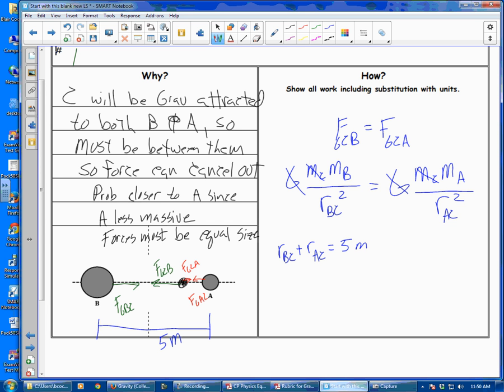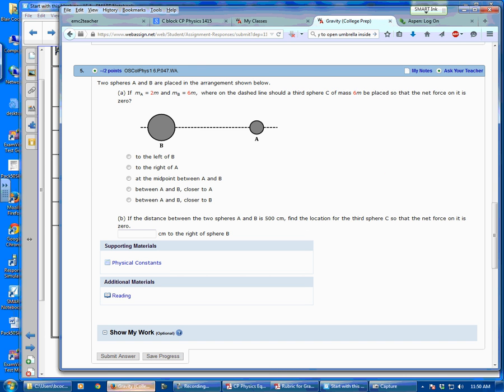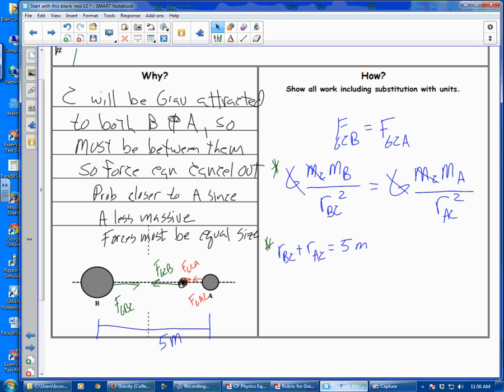Oh, so now I've got two equations. One right here, which I'm going to simplify a little bit, and one right here, and a couple of things that I don't know. So let's see if I can get this down to look a little prettier. What do they tell me about the relationship of my masses? Two spheres, A and B: mass A is 2m, and mass B is 6m. All right?